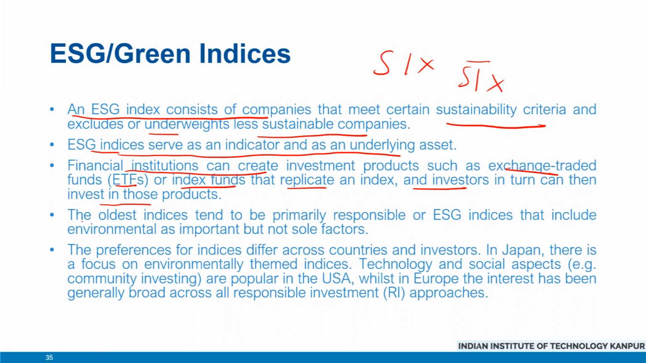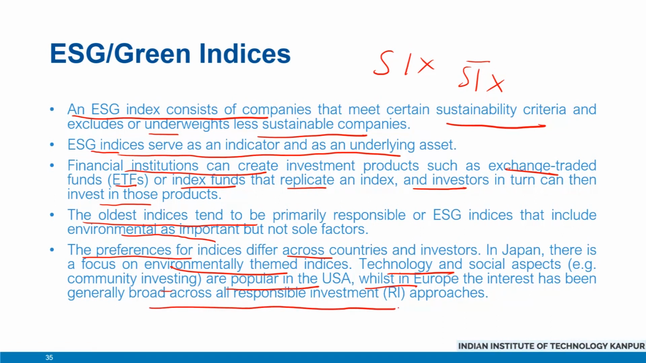The oldest indices tend to be primarily responsible for ESG indices that include environmental factors as important but not the sole factors. The preferences for indices differ across countries and investors. In Japan, there is a focus on environmentally themed indices. Technology and social aspects like community investing are more popular in the USA, while in Europe, the interest has generally been towards more broad and various responsible investment approaches.